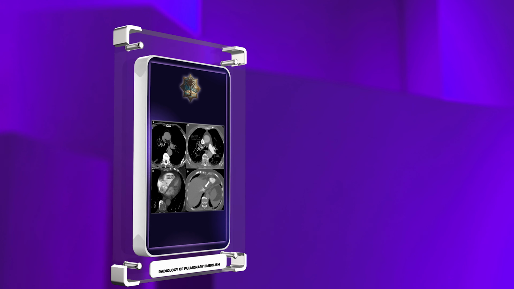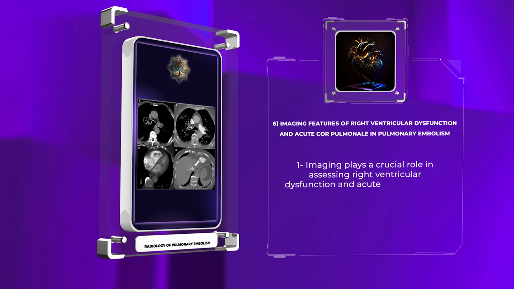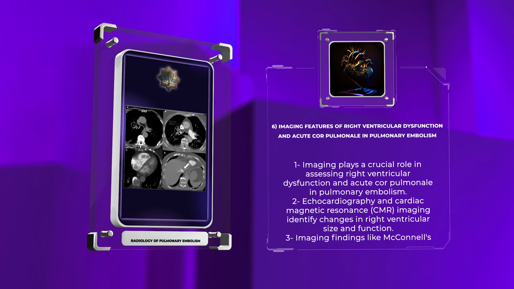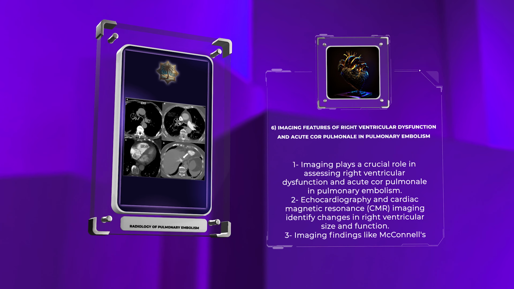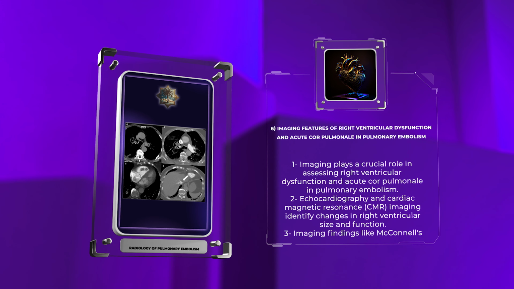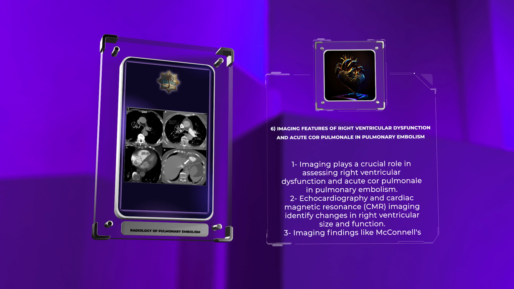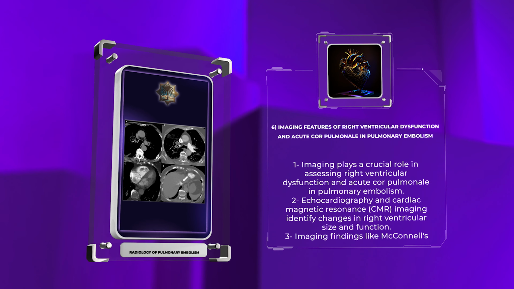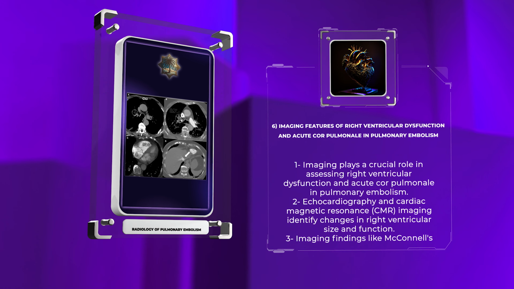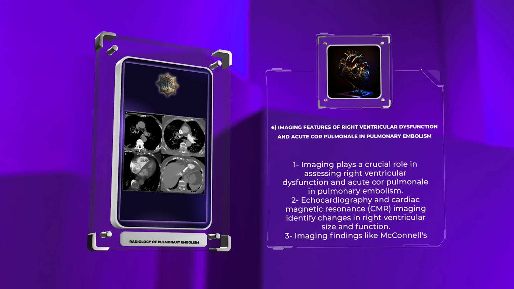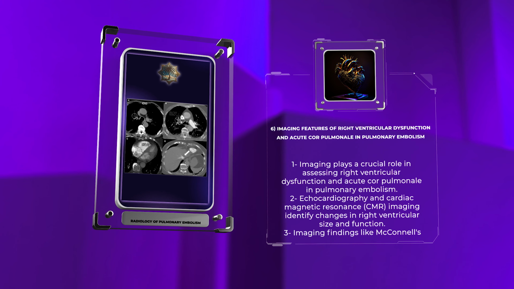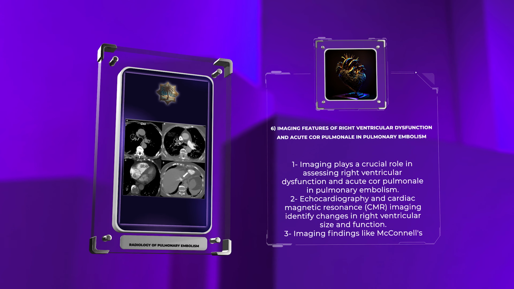This section highlights the crucial role of imaging in assessing right ventricular dysfunction and acute cor pulmonale in pulmonary embolism. Echocardiography and cardiac magnetic resonance, CMR, imaging play significant roles in identifying changes in right ventricular size and function, helping to risk stratify patients and guide treatment decisions. We will discuss the various imaging findings, such as McConnell's sign, and their implications in assessing the severity and prognosis of pulmonary embolism-related right ventricular dysfunction.